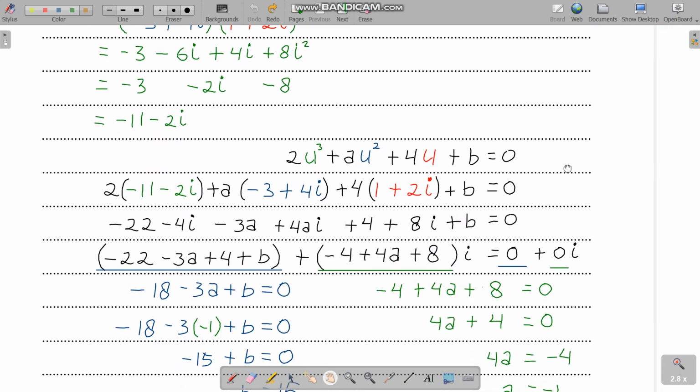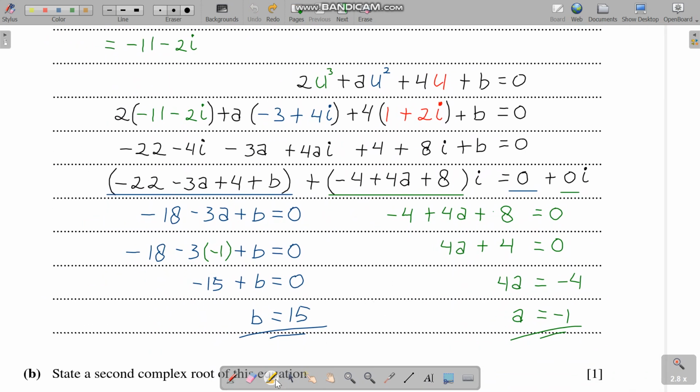So back to the original equation, which is 2u cubed plus au squared and so on. We replace the u cubed with this, and the u squared with this, and the u with this, and then we simplify everything. Open up the brackets. 2 times minus 11, 2 times minus 2i, 8 times minus 3, 8 times 4i, 4 times 1, 4 times 2i. Then we group the real part: minus 22, minus 3a, plus 4, plus b, just put it in one bracket.